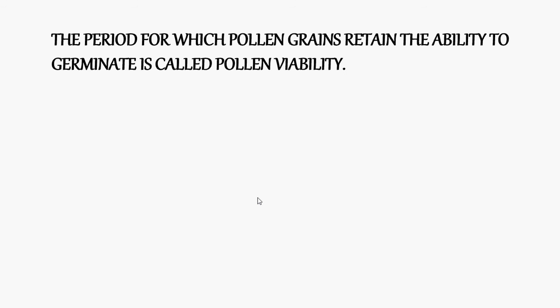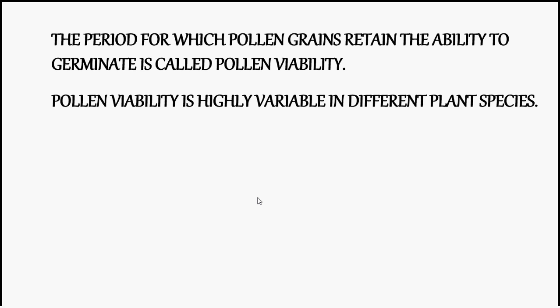Pollen viability. What does it mean? The period for which pollen grains retain the ability to germinate is called pollen viability. So it is how much time the pollen grains are able to germinate. Pollen viability is highly variable in different plant species. That means the viability of pollen grains is different in different types of species.